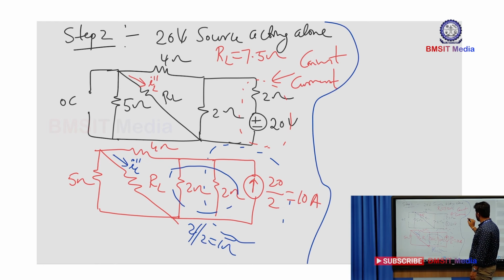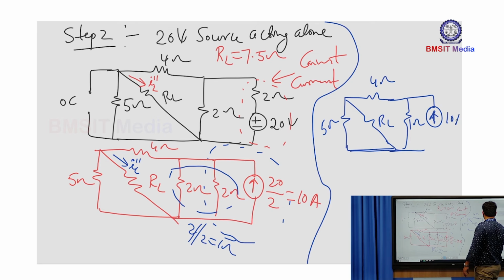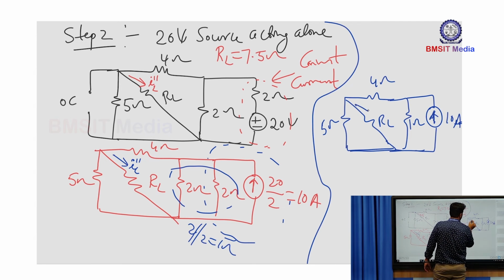you will get 5 ohm, and this is 4 ohm, and here you have your load resistance RL, and this resistance value is 1 ohm, and a current source of 10 ampere. So this is your IL double dash.